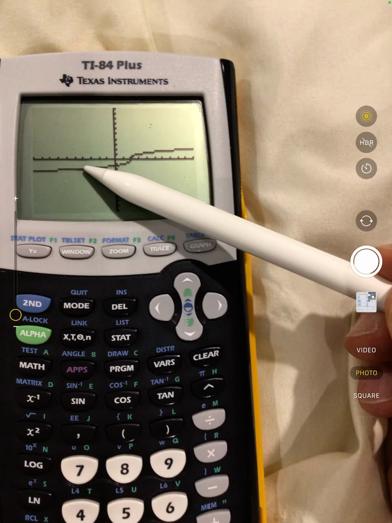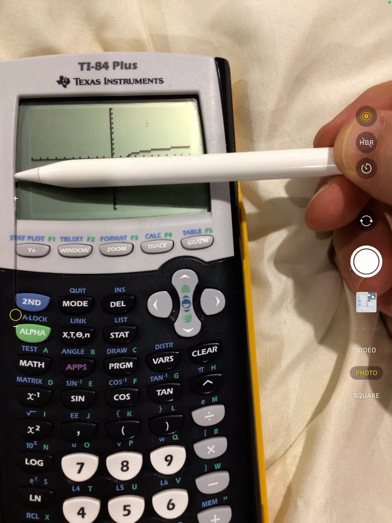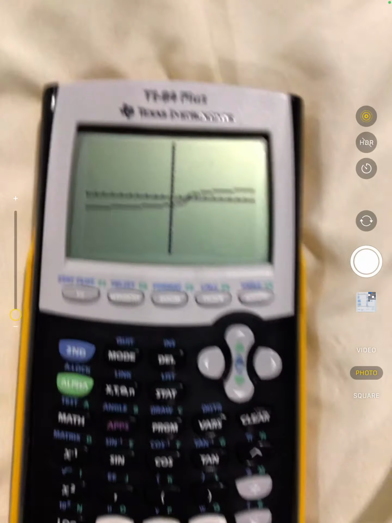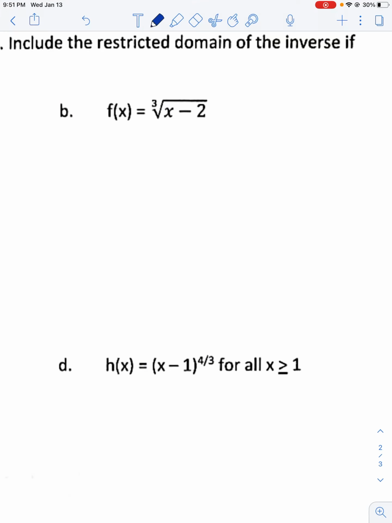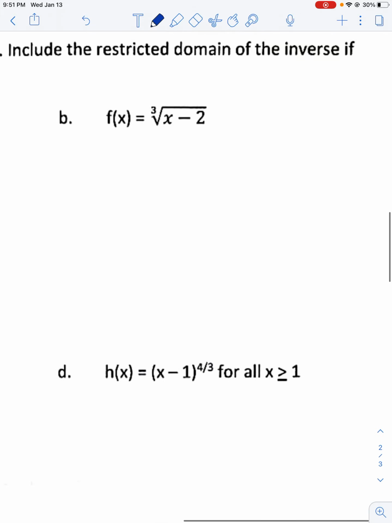So this thing is constantly going up. There's really no time where I'm hitting the same point at the same time. Therefore, this one actually does pass the horizontal line test. So this one passes. It is going to have what we call an inverse.